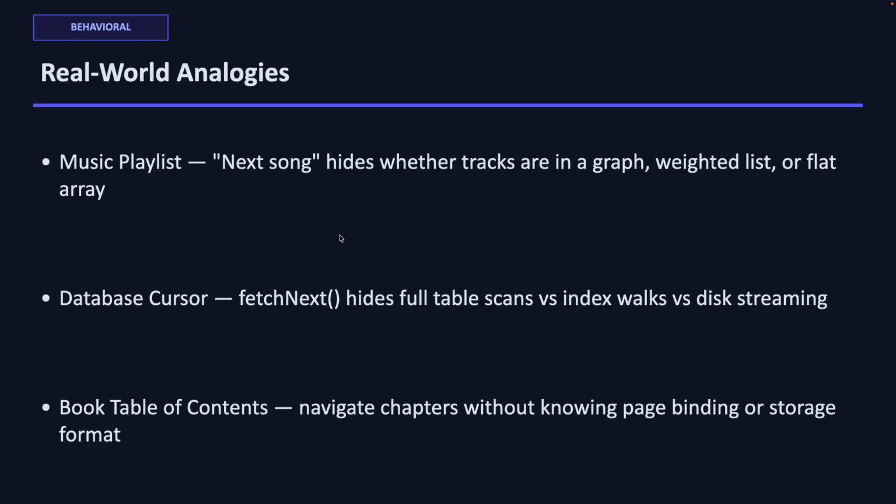The third one to think about is a book's table of contents. The table of contents gives you structured navigation. It will jump to a position, advance to the next chapter, and check if there's more. It abstracts away the physical binding. So it's kind of the same idea as an iterator.